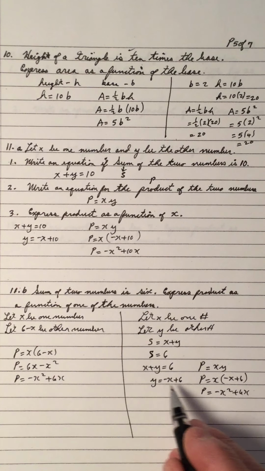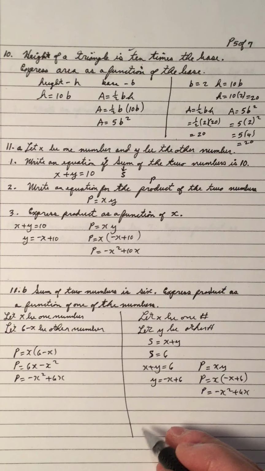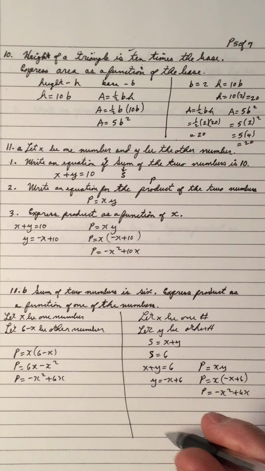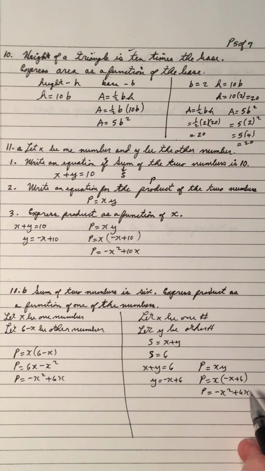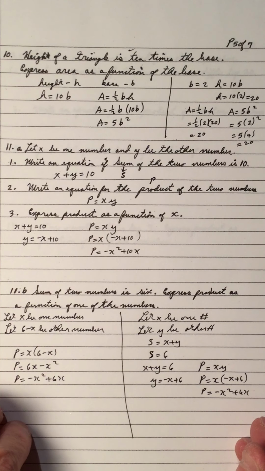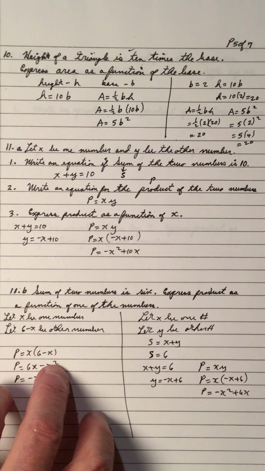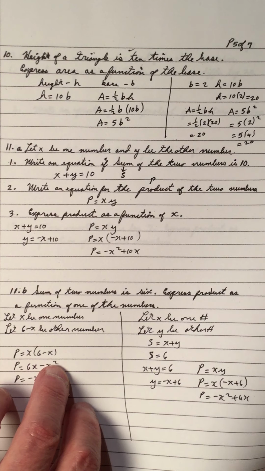But when you're finished, I always write it in terms of x. I don't write any of them in terms of y. I always have the product in terms of x. Remember when we did the solving of quadratics, we always had x squared plus 3x minus 4 or something like that. So I have the product in terms of x.